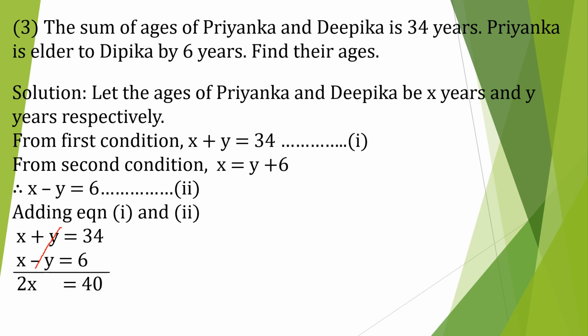Okay, now let's find out the value for x. Therefore, x equal to 40 upon 2. Now you can further simplify, students. 2 ones are 2, 2 twos are 4, and 0 you'll get. So it will come 20. So the value of x you got as 20. Therefore x equal to 20.